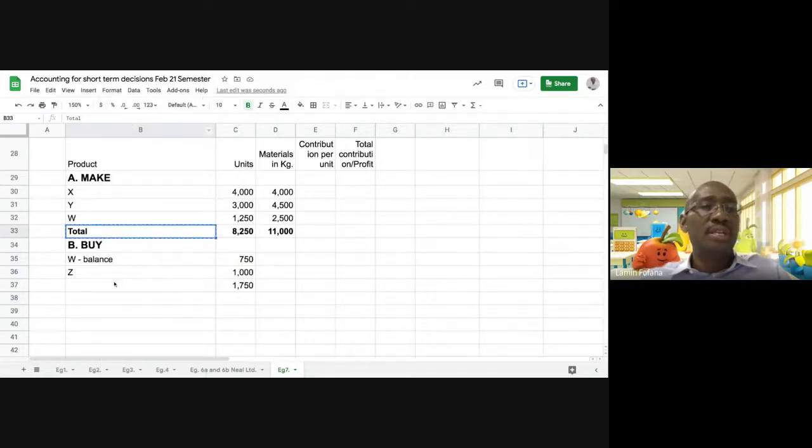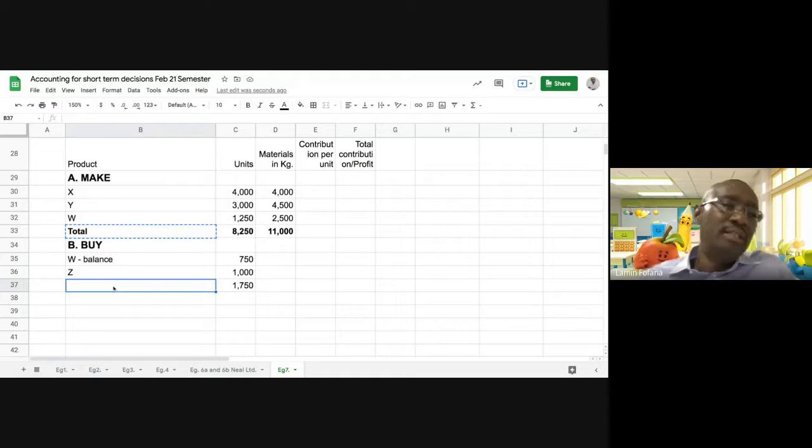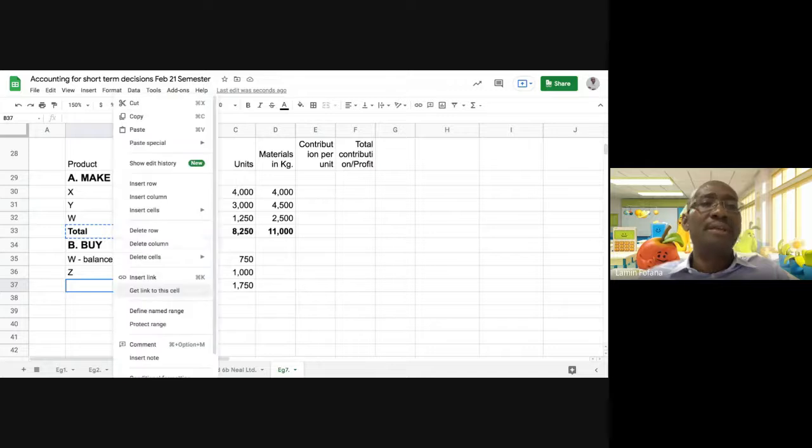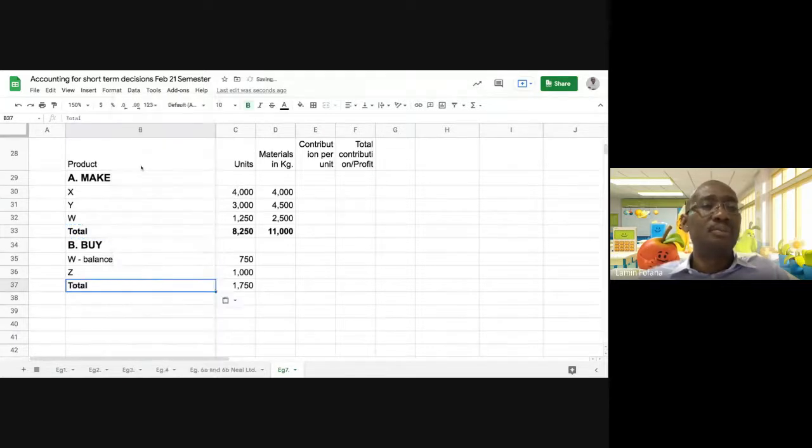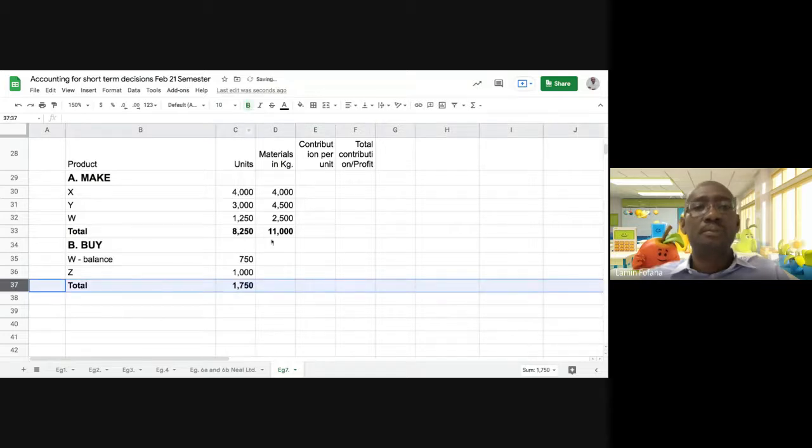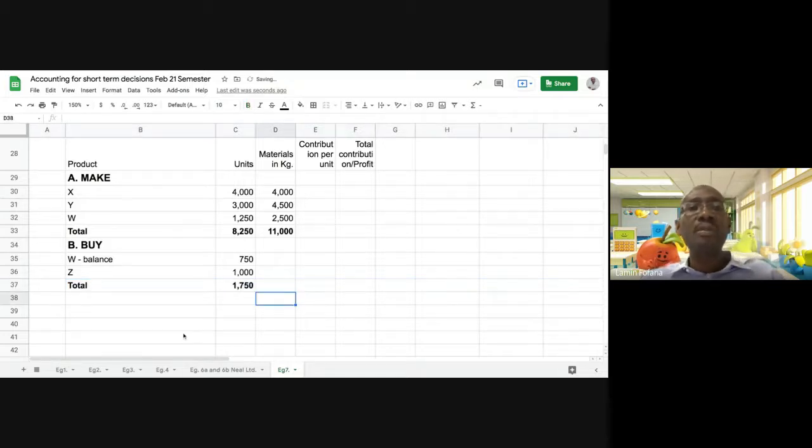1,750 units of what remains in W, and the whole of Z, we're going to buy that from an outside supplier. Why are we buying? Because they are cheaper to buy. As simple as that. They are cheaper to buy. Okay. Right. So this is our optimal production plan for your information.